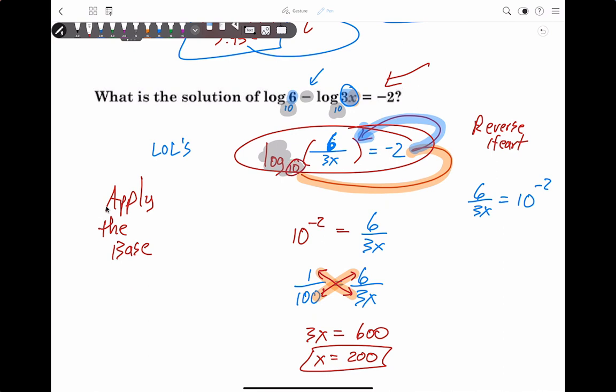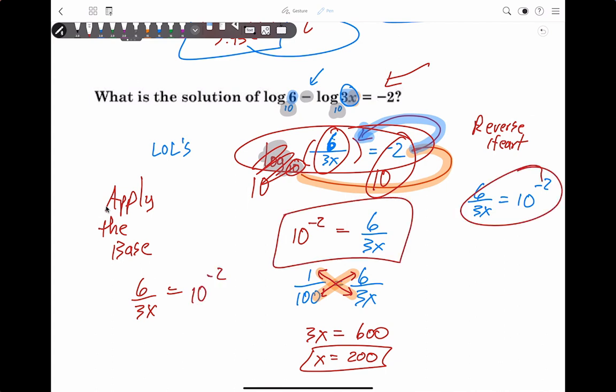So this is a 10. I'll apply a base 10 to both sides, and this cancels out, and it's left with 6 over 3x. And on this side, it's just 10 to the negative 2. Again, that's the same as here, which is the same as what we did. The most difficult part, I would say, is that not everyone is going to do it exactly the same. There are many different forms and many different ways people will solve these, but nonetheless, you should get the same answer.